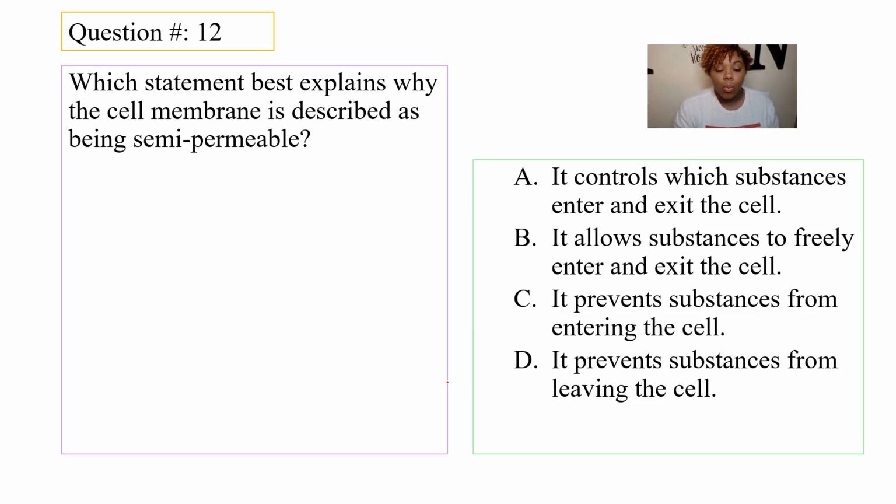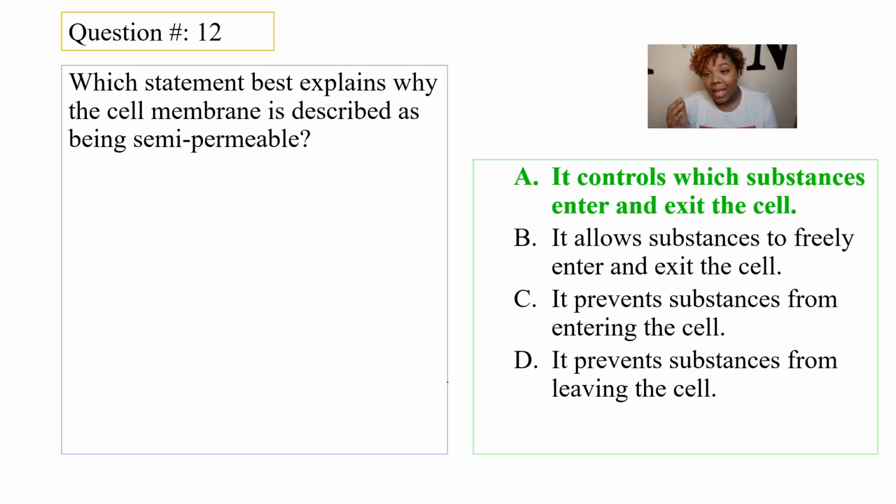Next question. Which statement best explains why the cell membrane is described as semi-permeable? Awesome. The answer is A. Semi-permeable means it controls what enters and exits the cell. So basically, it's like a bouncer at a club. I'm only letting certain people in, and I'm letting some people get out.